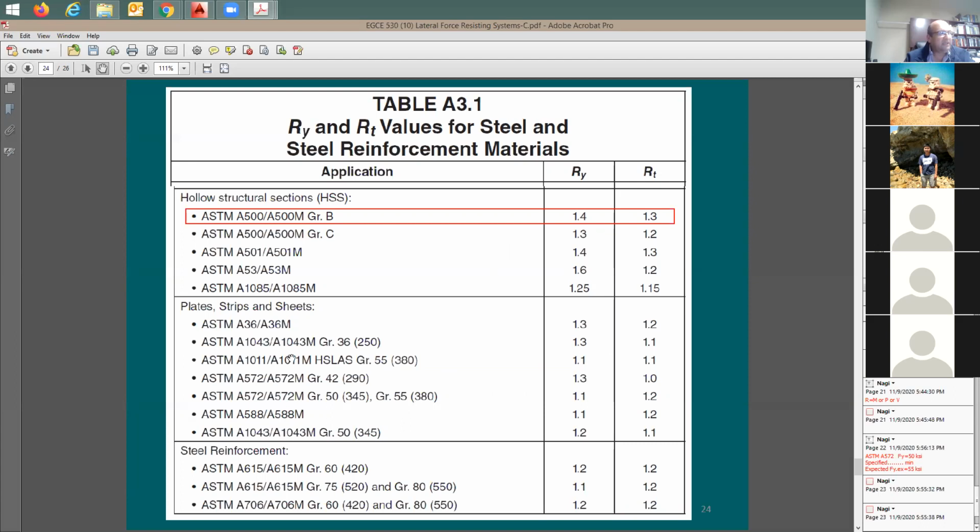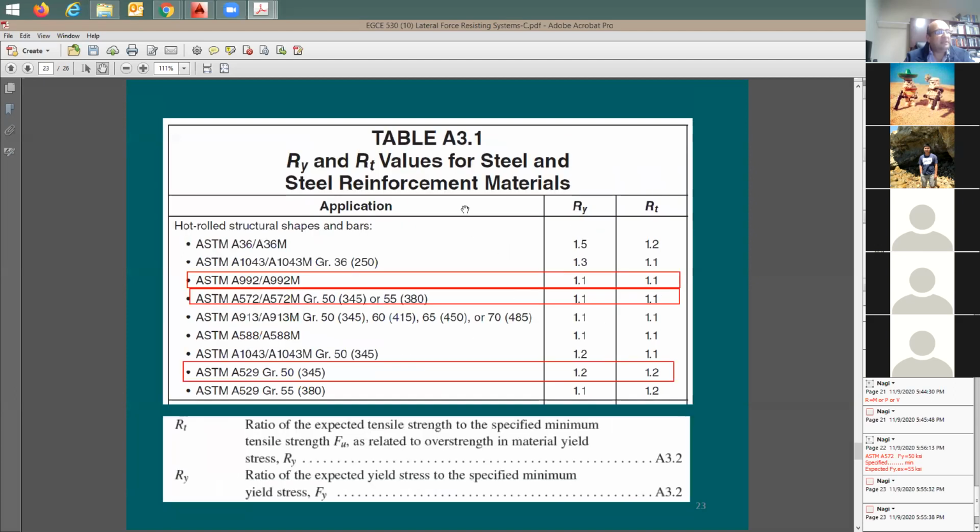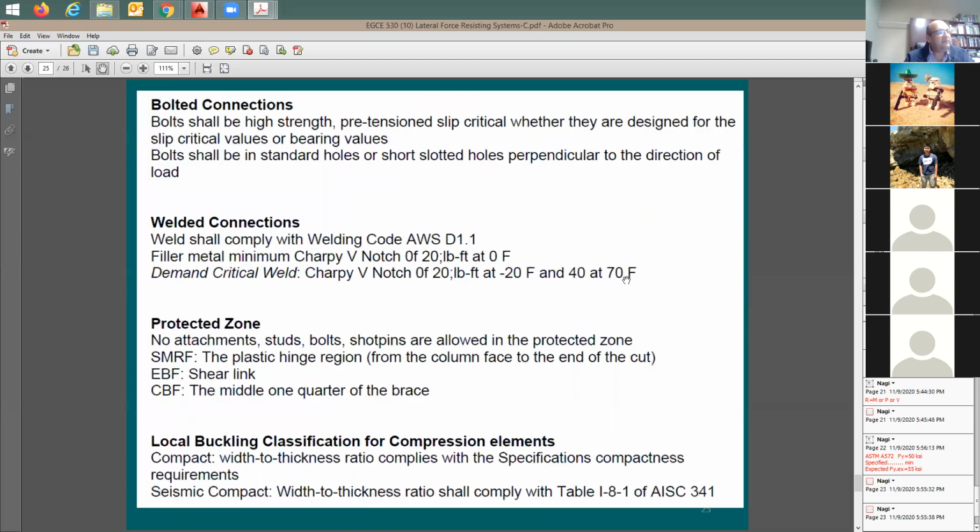How about any other sections like A36? Look at this, big factors. How about this? If you'd like to go here to A572, just for the plates, look at the factors. So you have different factors for different steel, depending on your ASTM designation. Okay, very good.